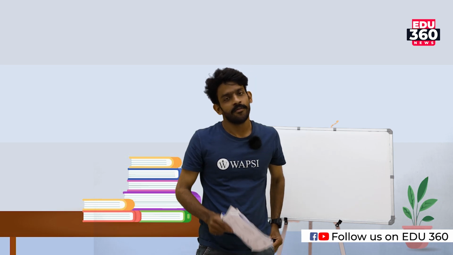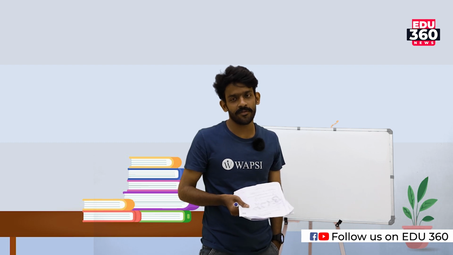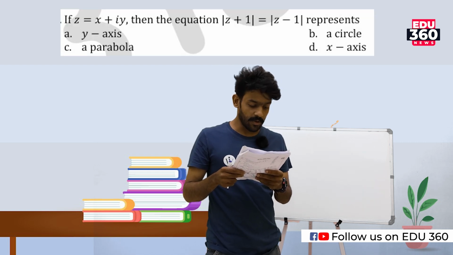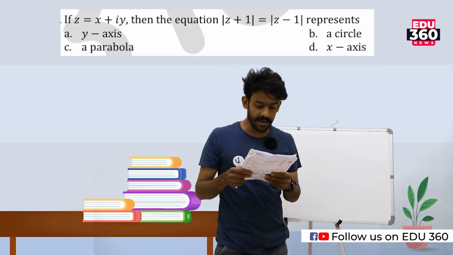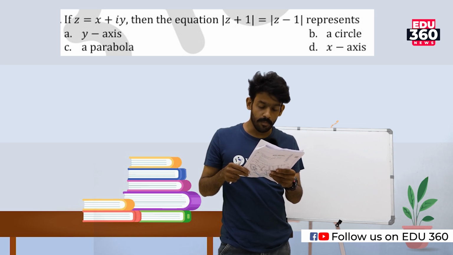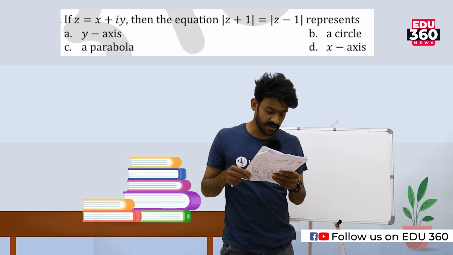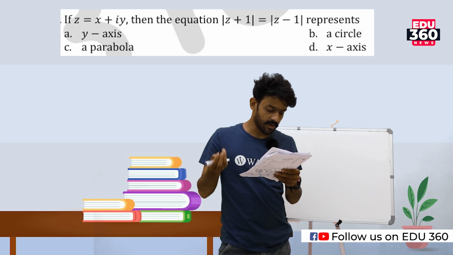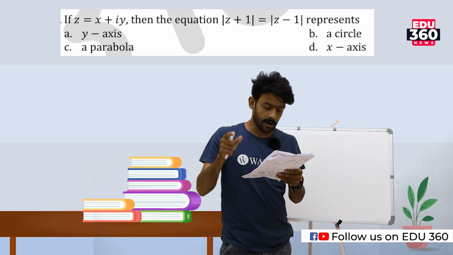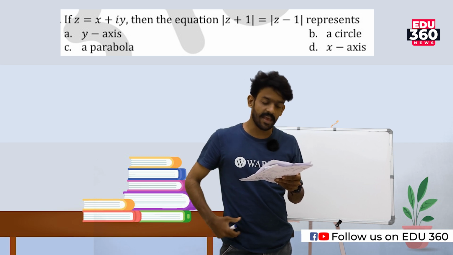Okay, so we can directly move on to the first question. Given that z is equal to x plus iy, then the equation modulus of z plus 1 is equal to modulus of z minus 1 represents which one? The options are: the y-axis, a circle, that means the second option, a parabola as the third option, and the fourth one is the x-axis.